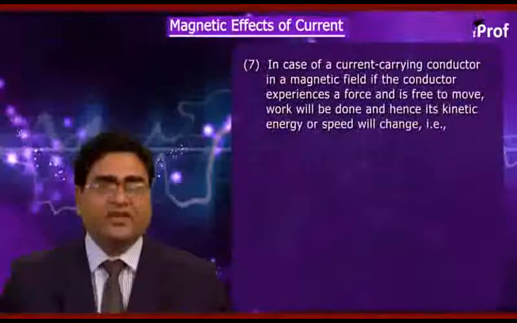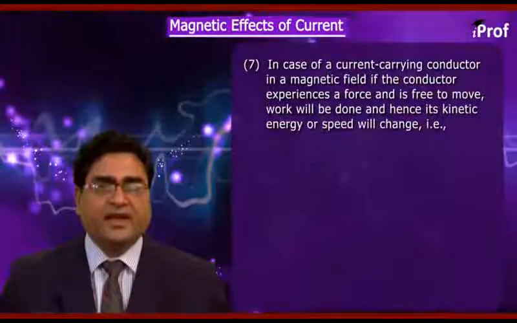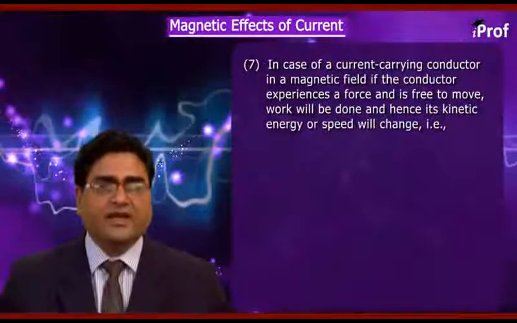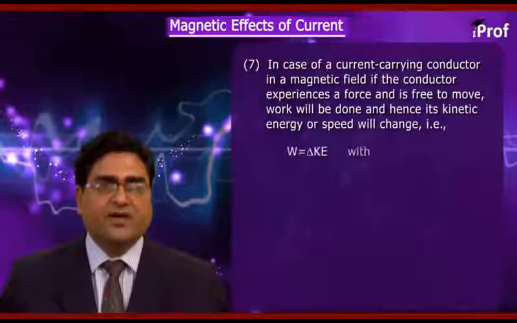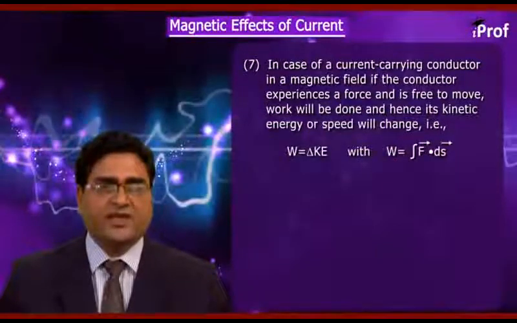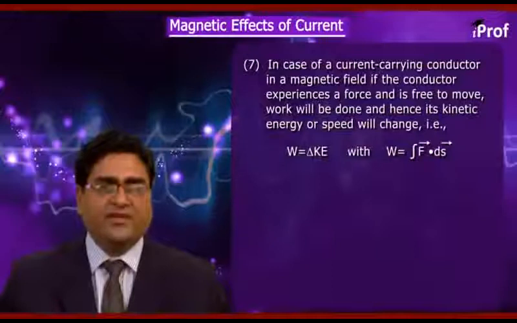Seventh, in case of a current carrying conductor in a magnetic field, if the conductor experiences a force and is free to move, work will be done and hence its kinetic energy or speed will change, that is work done equal to change in kinetic energy, with W equal to integration F vector dot ds vector.